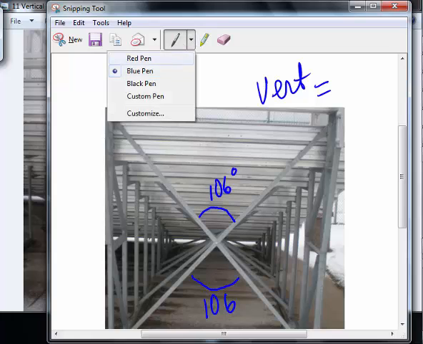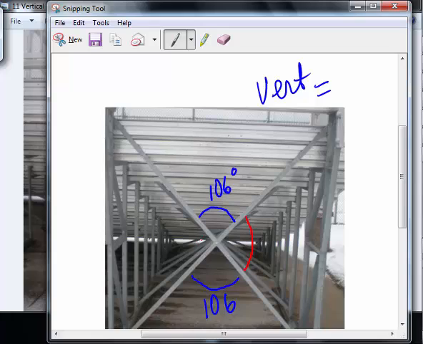All right, and we could also say that since that angle is 106, this whole thing is 180, that would make this part over here 74 degrees. Next one.